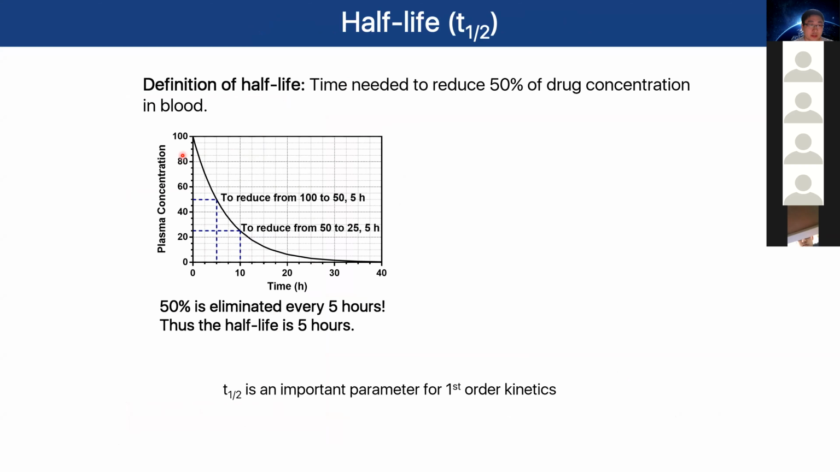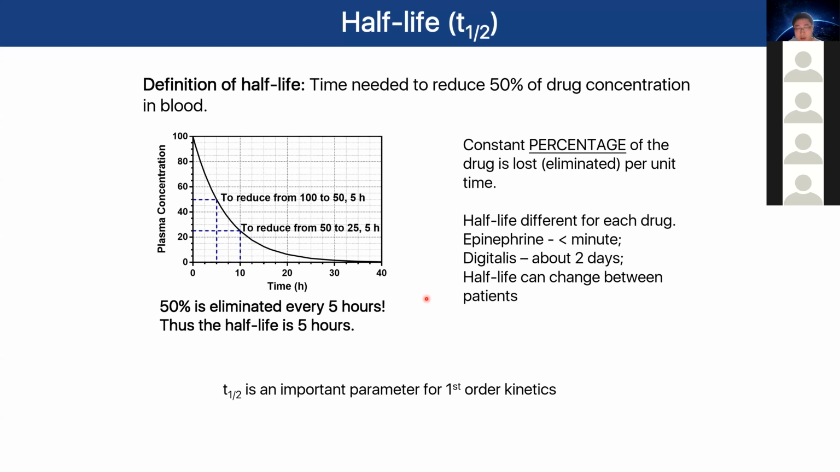For example, in this figure, you can see this is the PK plot for an intravenous injection of a drug. If the initial concentration is 100, it takes about 5 hours to drop to 50%, to 50. Then from 50 to 25, it takes another 5 hours, right? So essentially, a constant percentage of drug is eliminated per unit time. That's so-called first order kinetics, first order pharmacokinetics, right?